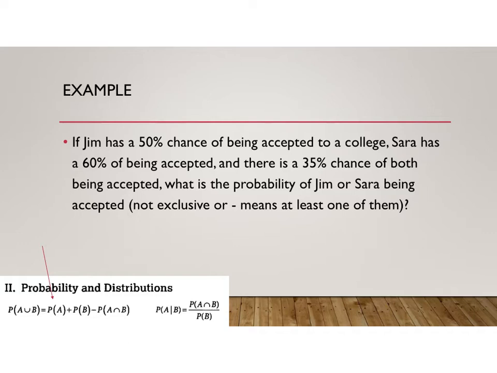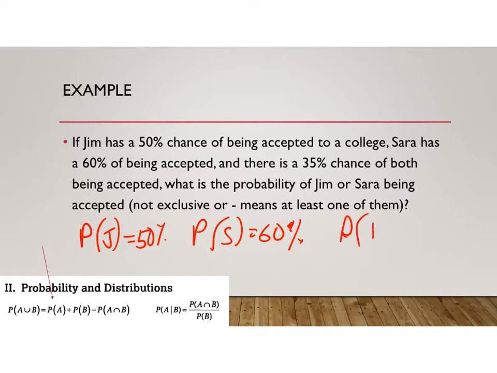So here's an example. Jim has a 50% chance of being accepted at college. So the probability that Jim gets accepted is 50%. The probability that Sarah gets accepted is 60%. So we're already seeing the fact that these two add up to more than 100%. The probability that both get accepted, so Jim and Sarah get accepted, is 35%. So what is the probability of Jim or Sarah being accepted? And again, not the exclusive or, it means at least one of them.